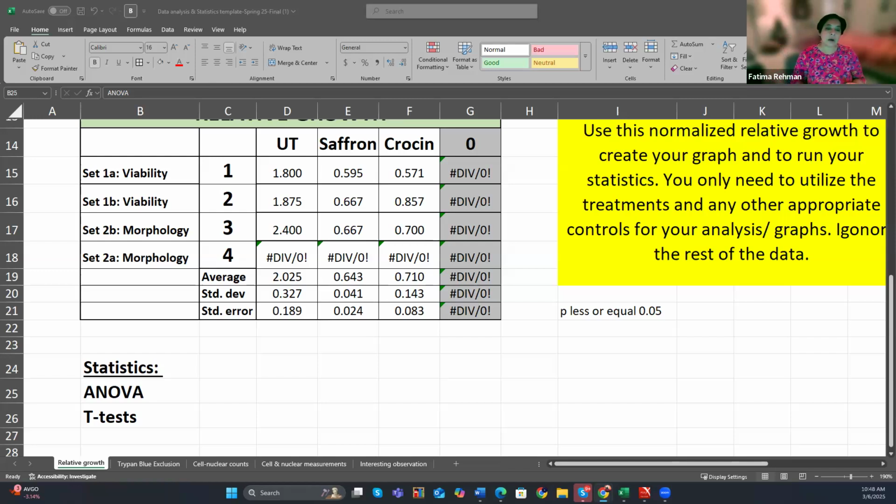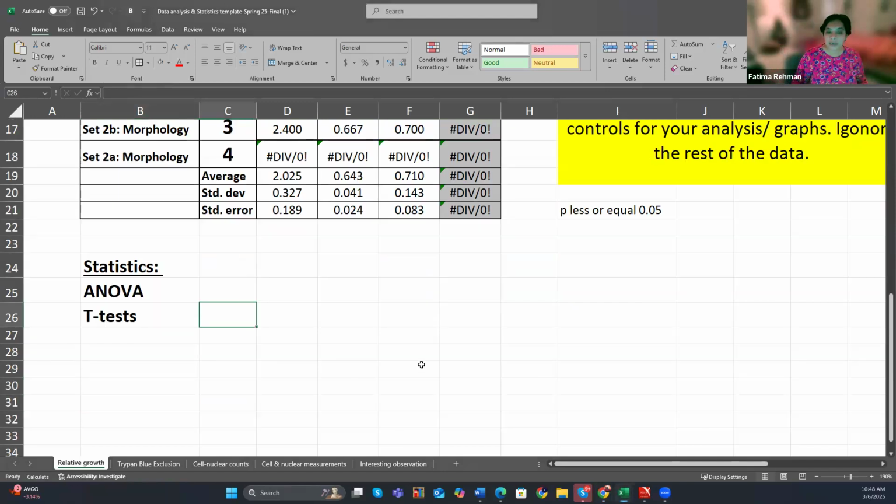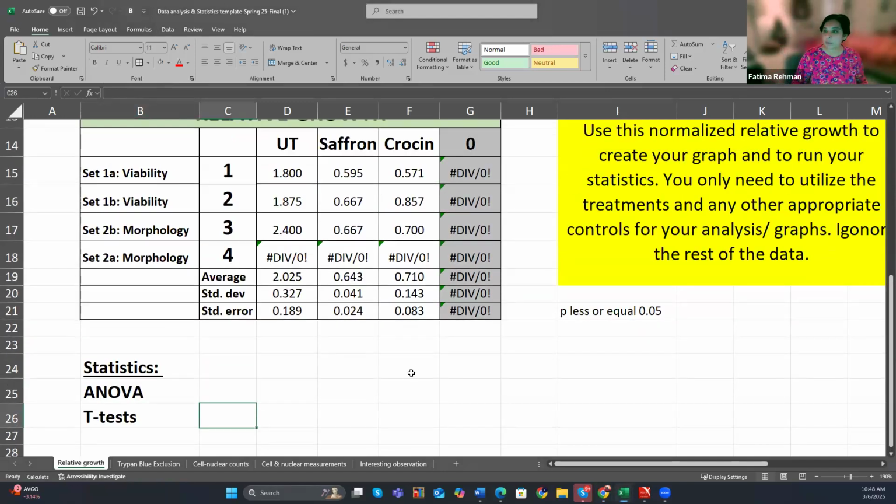Okay? So we're going to do the ANOVA, but before that, let's look at the different t-tests that we can perform. What would be the different t-tests that you can perform to examine significance between two groups? What's the first one?